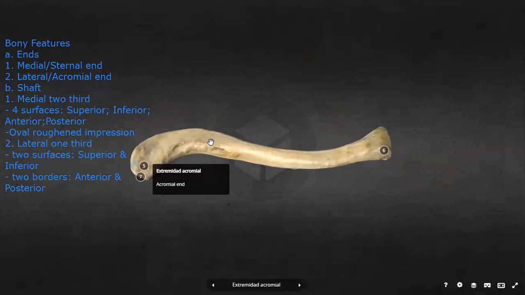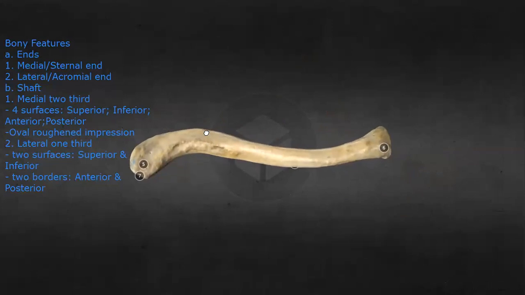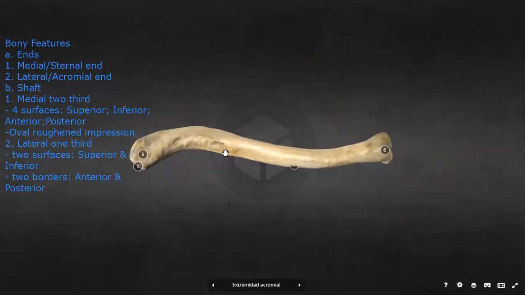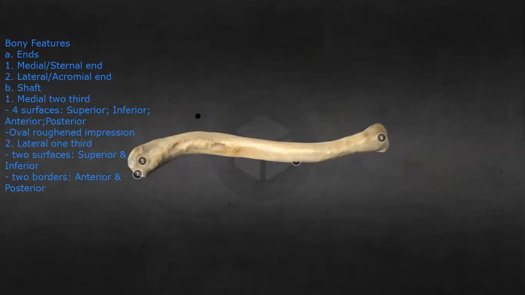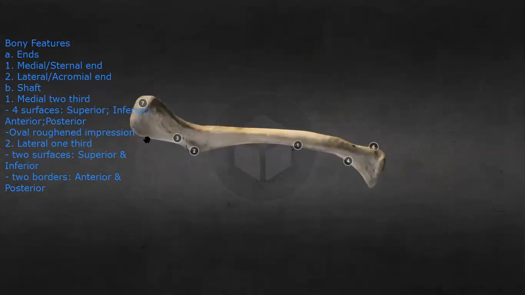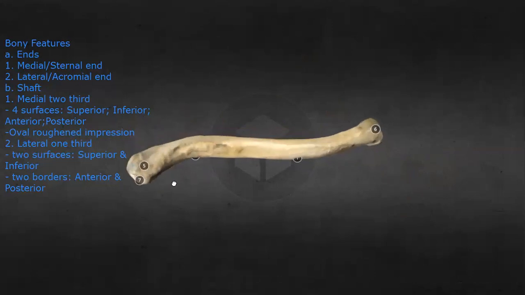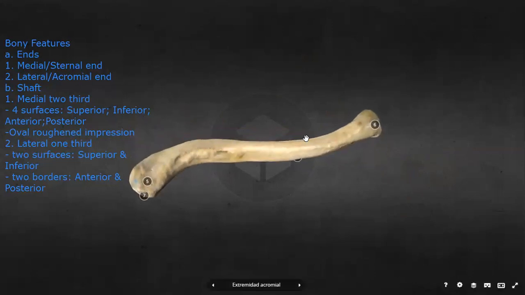Whereas lateral one-third of the clavicle has two borders and two surfaces. The borders include an anterior border and a posterior border. And two surfaces. This one is the inferior surface, and this one, again, just like the medial two-third, is the superior surface.